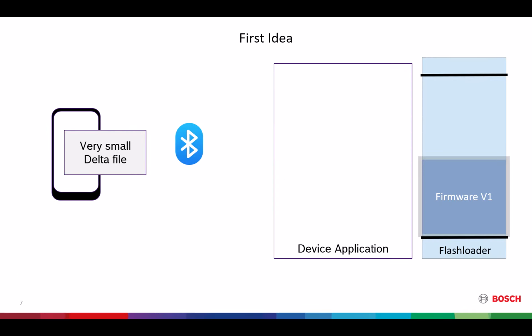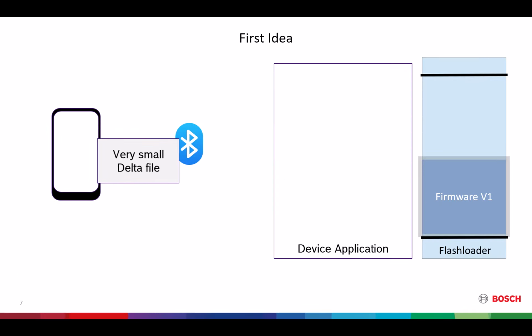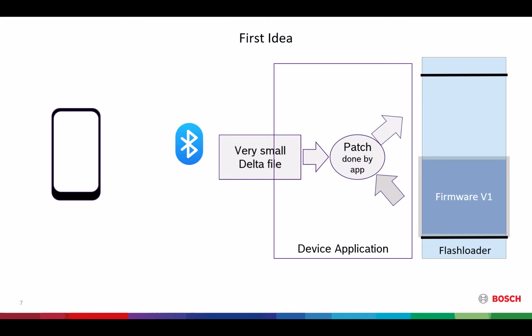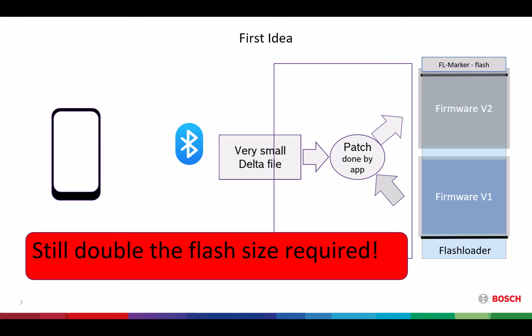Okay, so now the first idea I had was, I take the small Delta file and put it into the device application. I usually distinguish between the application and the flash loader. I update the device application, but never the flash loader. And now we apply the patch by reading firmware version 1 and writing to firmware version 2. This is a way which is obviously working. No problem on that, but it still requires double the flash size. This is something you can see often in many solutions.